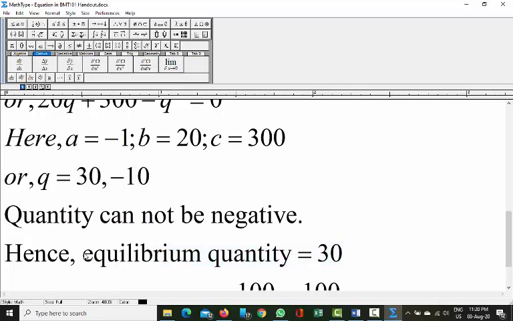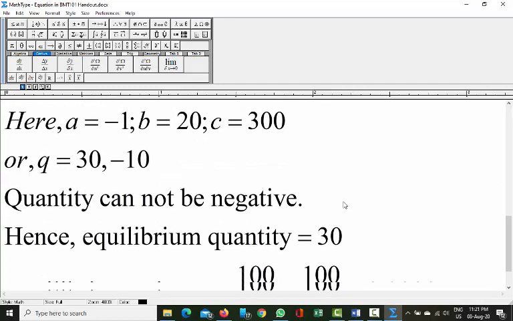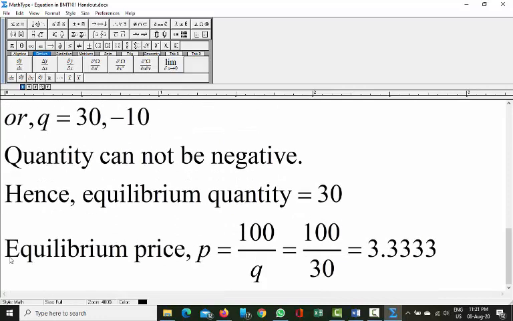Now we know the value of q is 30. So if you put the value of q in this equation, p is equal to 100 divided by q, where p means equilibrium price. So 100 divided by 30 means the equilibrium price is 3.3333. So that's the answer.